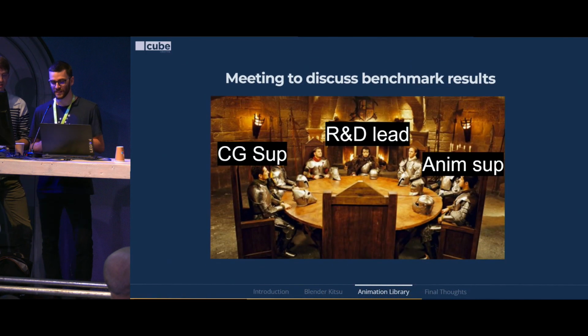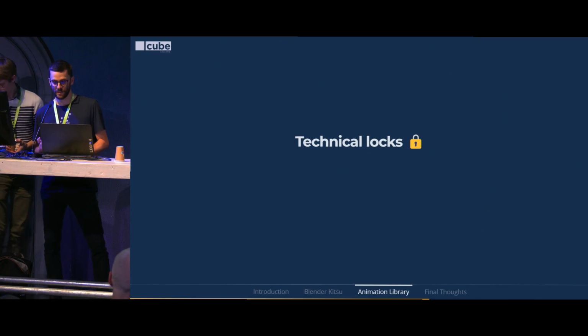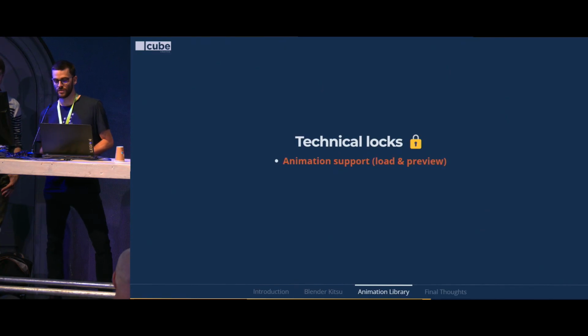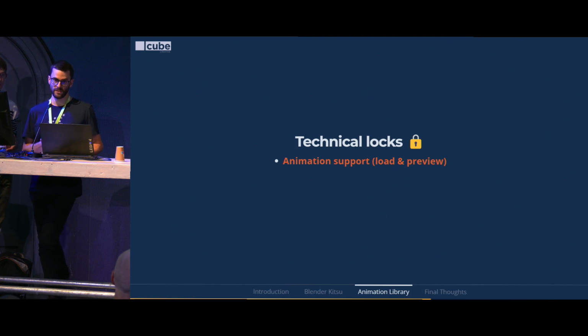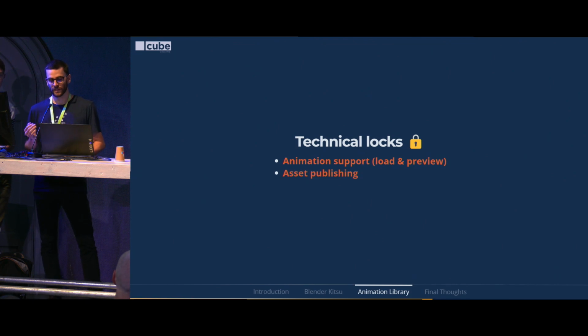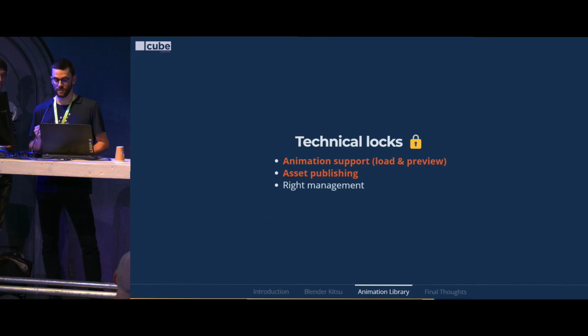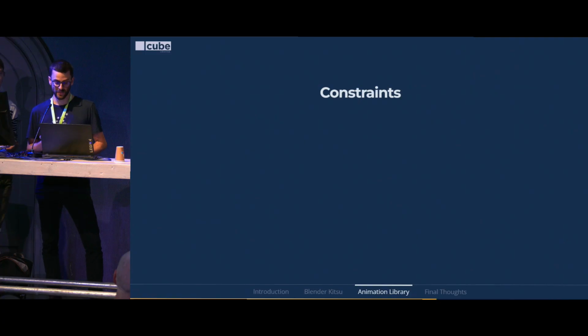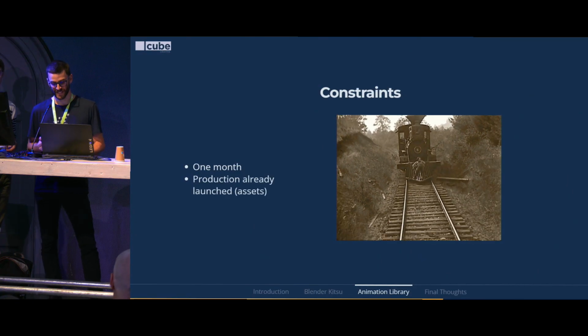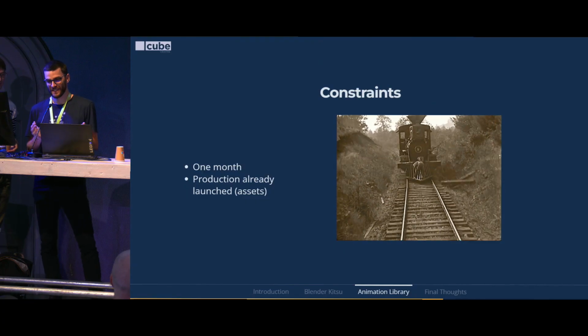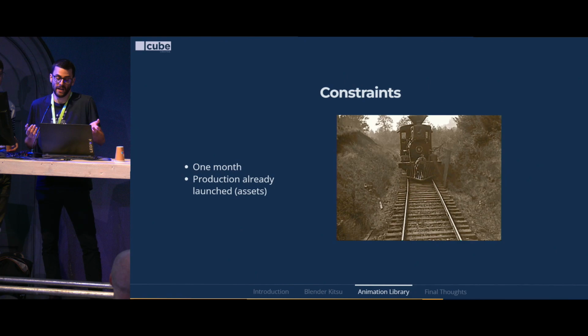Once we decided to try the Blender asset systems, our leads benchmarked it and held a few meetings to identify the technical blockers. Basically, without proper animation support and asset publishing to a distant library, the asset systems wouldn't fit for the job. We also needed to tackle basic rights management issues and multi-asset import and export. As for Blender Kitsu, we were tight on deadline, but this time the production was already launched. Those constraints directly drove the pipeline integration, and let's see how.